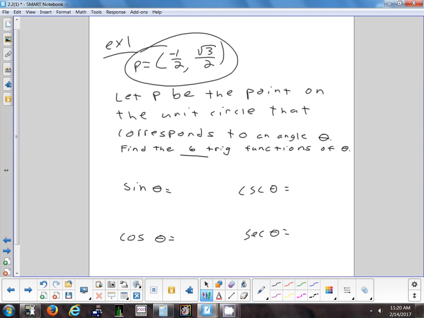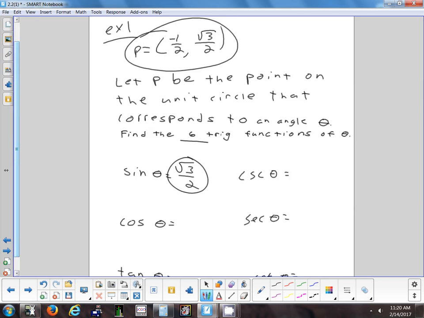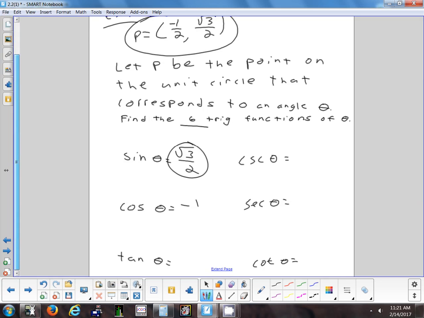All right, so let's start with sine. Sine and cosine are the easiest 2 because you really don't have to do any arithmetic at all. Michael, what was the definition for sine? It equals y. And what's my y value in example 1? The square root of 3/2. Yep, square root 3/2, and that's the sine. Kristen, what's the definition for cosine? It's the x. And what's the x in my problem? -1/2. That's the cosine.